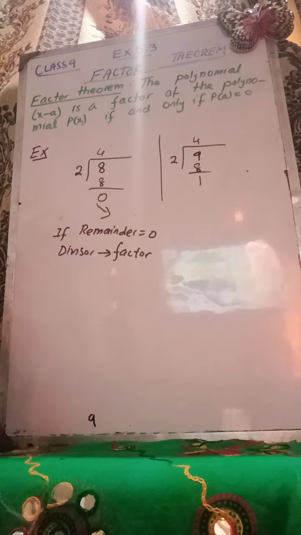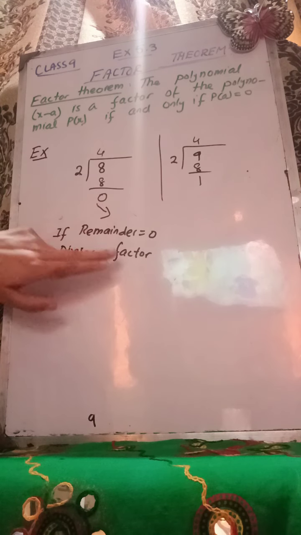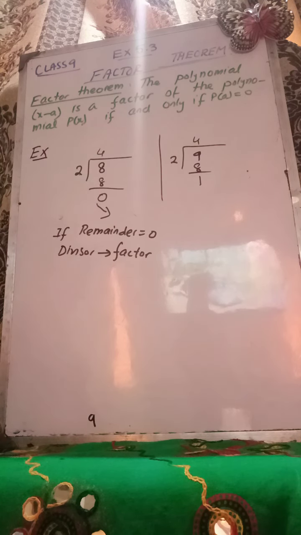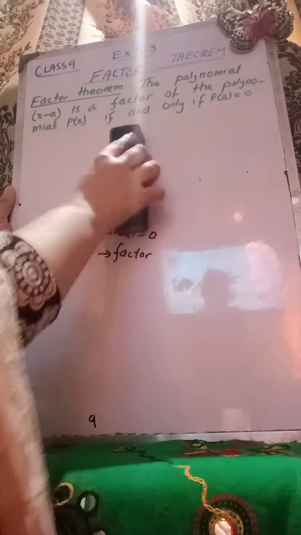So both these are called divisors, but over here the divisor is called a factor because it is giving a 0 remainder. So whenever we are doing division, and if a divisor gives 0 as a remainder, then that divisor is always called the factor of the dividend. So now it is clear that if the remainder is 0, then the divisor will be called a factor, otherwise it will be just called a divisor. Now the next thing is to understand the statement of the factor theorem.